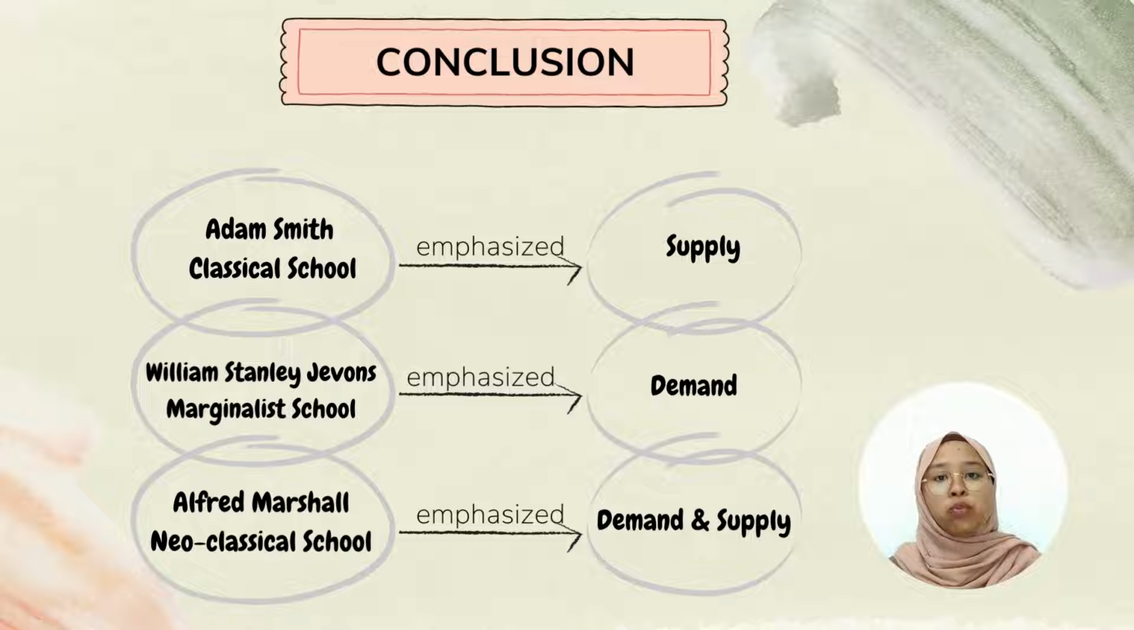For conclusion, we can see that the three different schools have different ways and methods in determining their market price. Adam Smith from classical school focused more on supply side or cost of production, while Jevons from marginalist economics focused on demand side or utility. And lastly, Alfred Marshall from the neoclassical school emphasized both demand and supply as a significant determinant of market price.